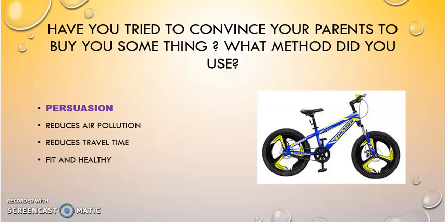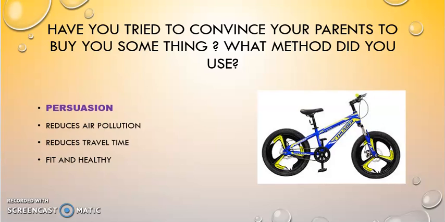Now imagine that you want a bike. This is just an example. Imagine that you want a bike and you're trying to convince your parents to buy you a bike. What method would you use? So usually we use the method known as persuasion, right? We try to persuade them into buying us something that we need.